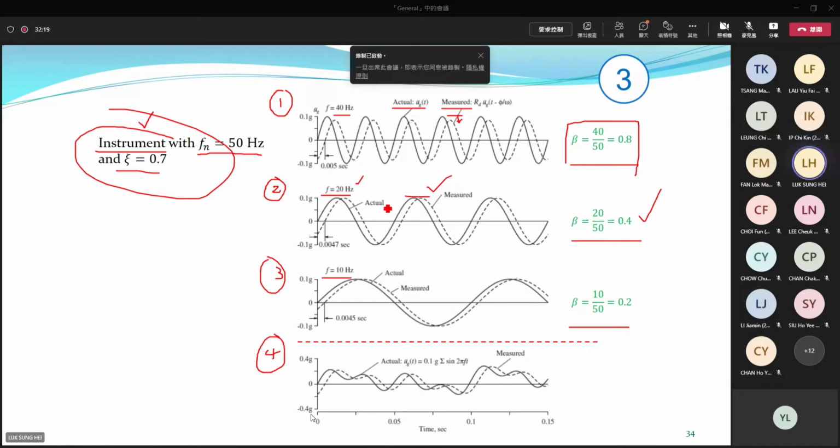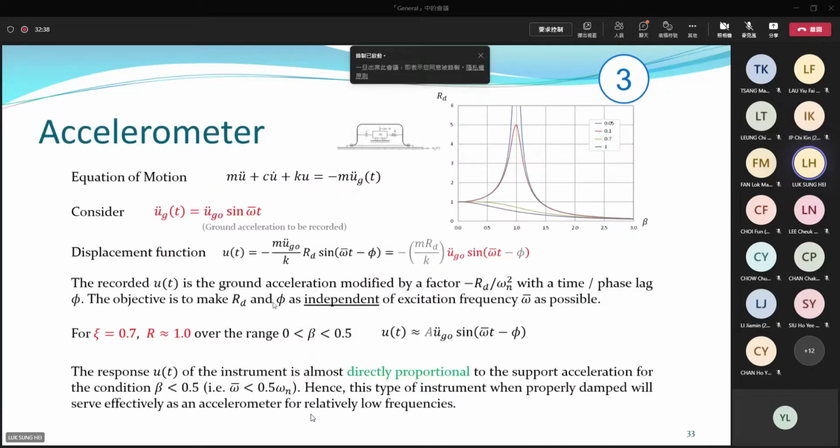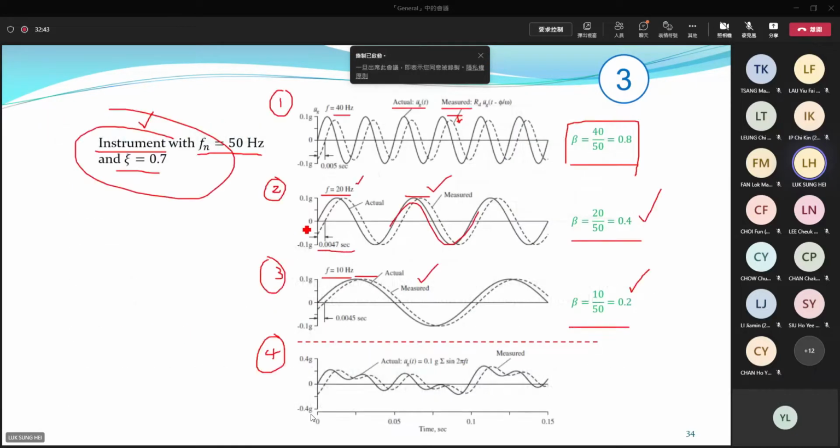Although there is some time shift, the time shift is not our interest. It can model the amplitude, it can model the shape. That is good enough, right? For even smaller frequency, the accuracy is also very good, as long as beta is less than 0.5. So this shows you the meaning of the previous descriptions. The readings really depend on what frequency you are measuring in your situation.